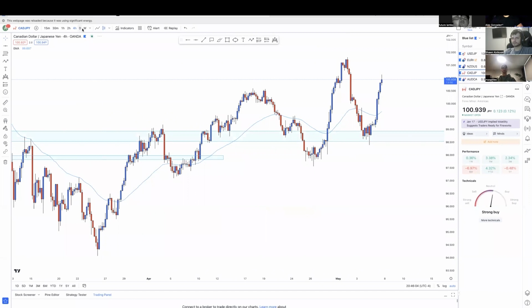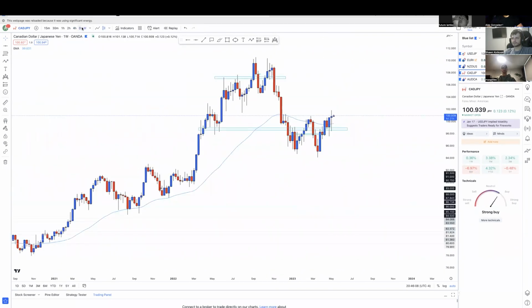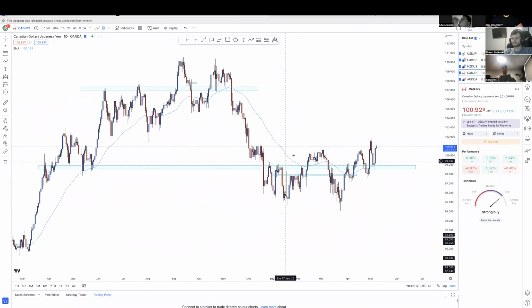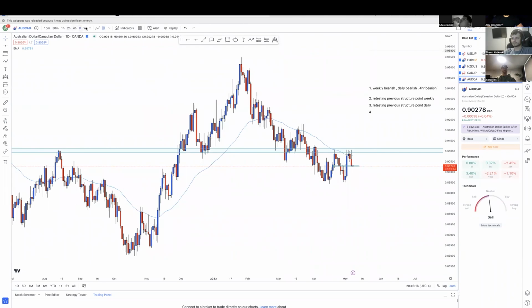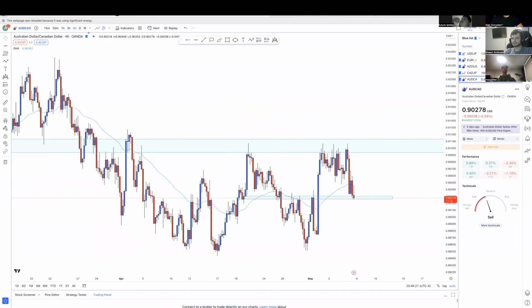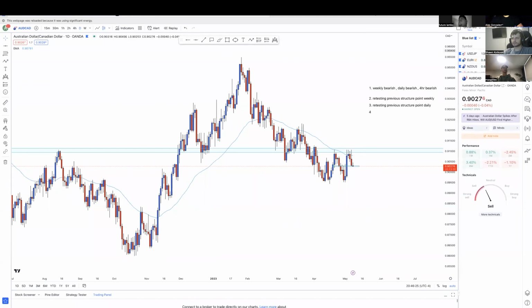CAD JPY. Honestly, I'd rather not even have it. Yeah, I mean, this one does look nice, right? So this one I do see more bearish downside, but it's got to give us some room. Let's do this. We'll just stick to these top three for this week. I like these top three.